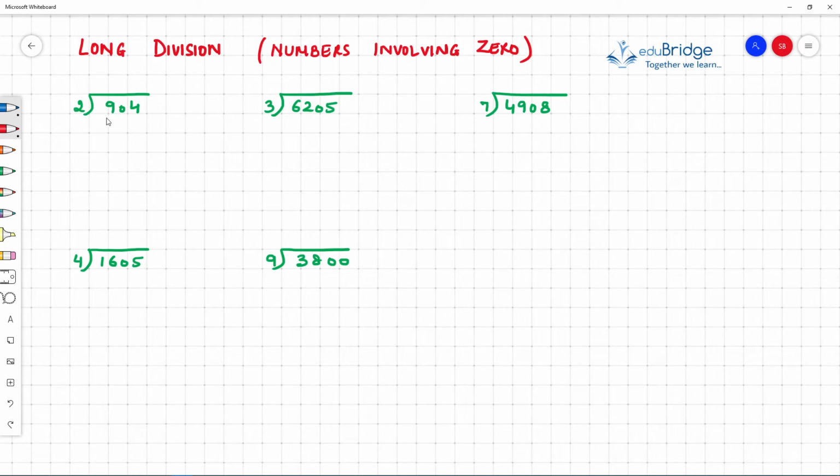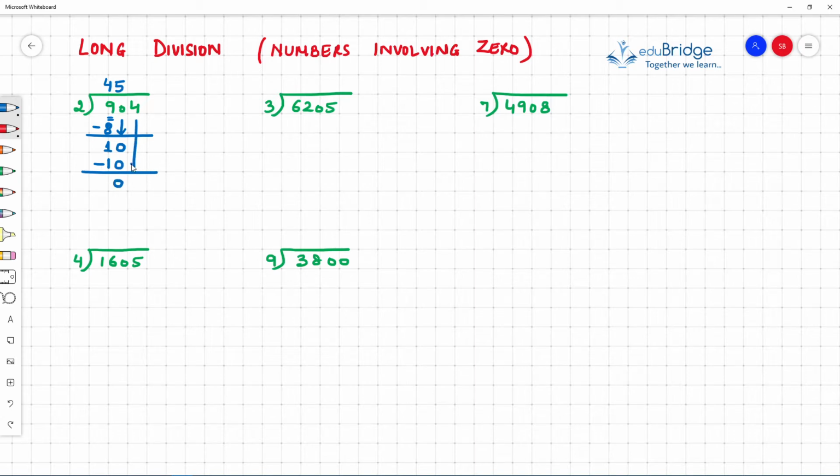So let's start dividing. We pick the first number, which is 9. 2 fours are 8. We subtract them. Remainder is 1. We bring down this 0. So the number now becomes 10. Don't leave the number because it is 0. We need to use it. Now 2 fives are 10. Again subtract it. You are left with 0.